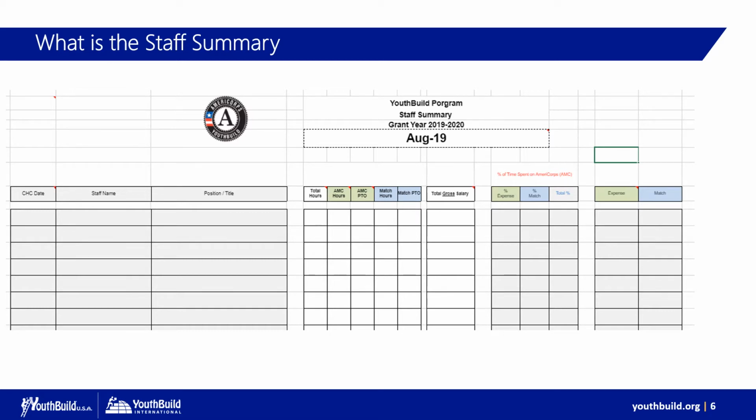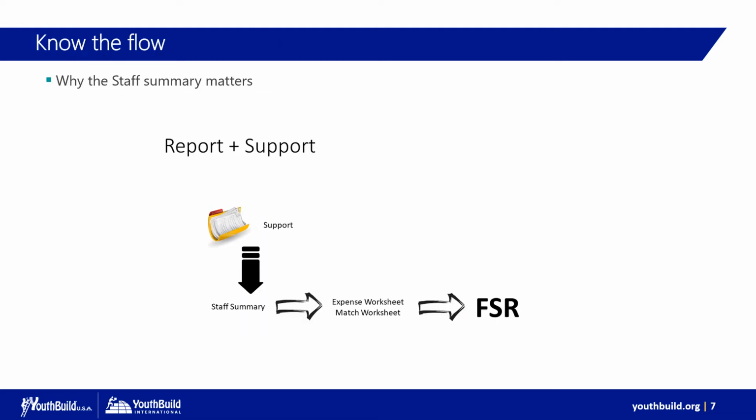To the right of the percentage section, you have your expense and match section. These will also be automatically calculated based on the hours you entered. Again, the staff summary consolidates all this information, your payroll information and timesheet. So it's important to understand the flow.